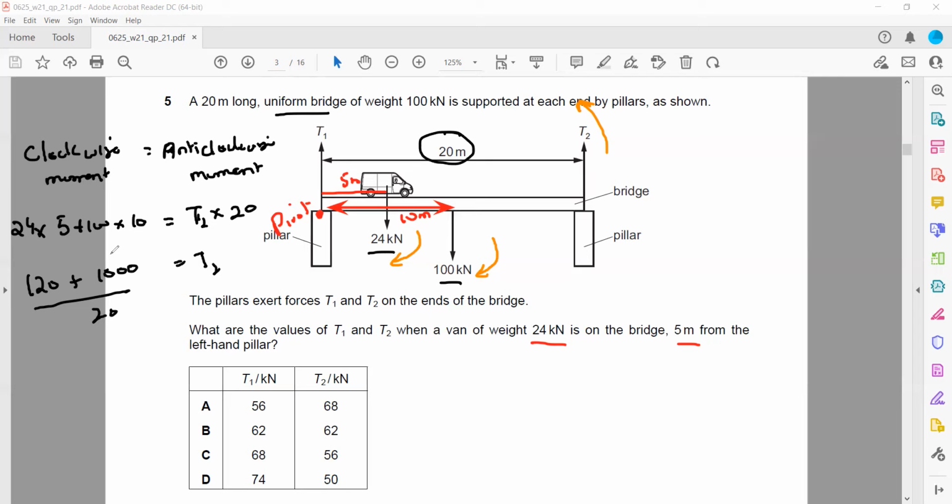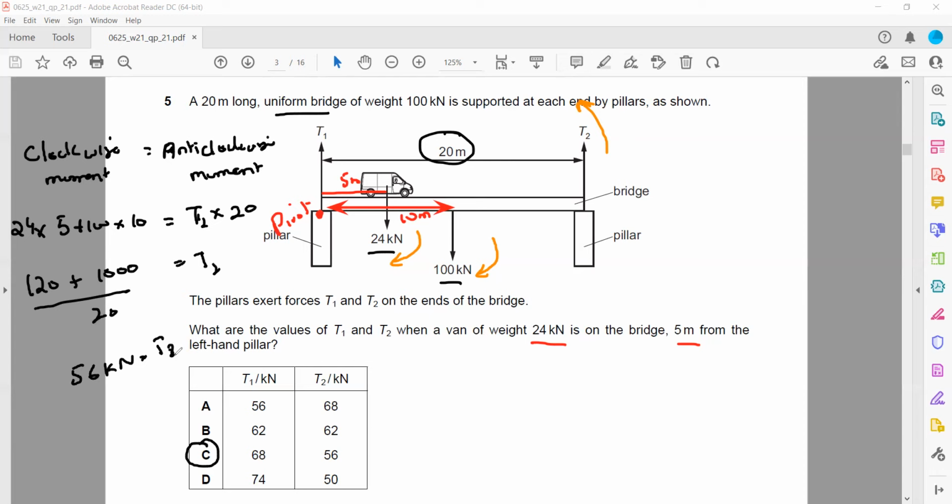So what is the value of T2 when we calculate? It will come out as 56 kilonewton. So which option? The value of T2 is 56 kilonewton. So that is option C. And I can find the value of T1 as well to confirm that the answer is correct.